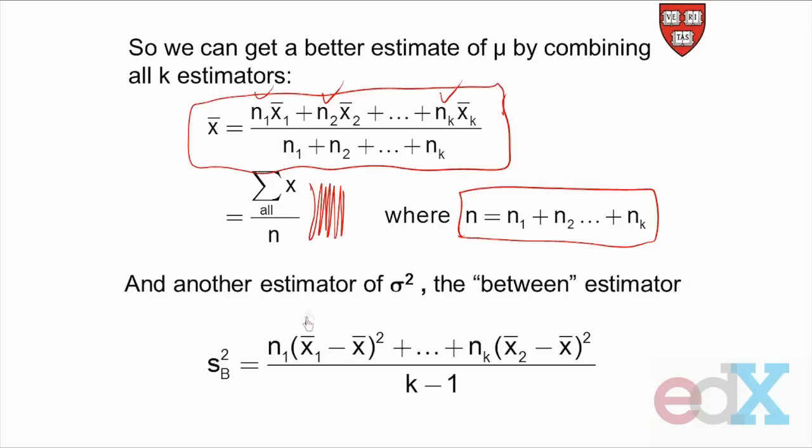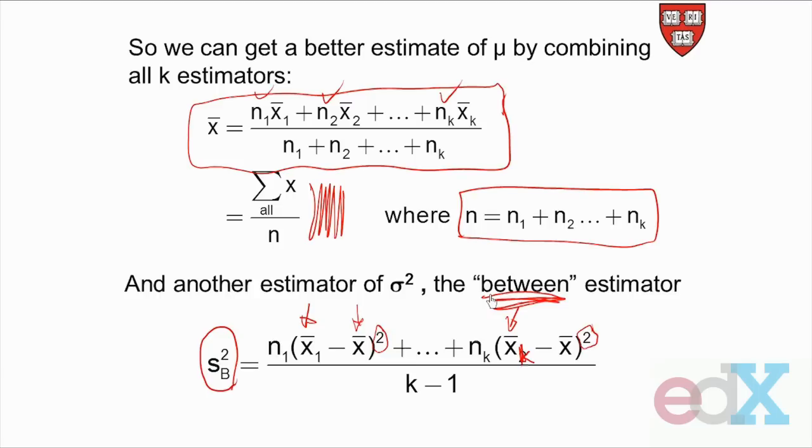Now, each one of these, like x bar 1, also is trying to estimate mu. Now I can take the estimate of the variance, acting as if these x bars were my observations. Here is another estimate of the variance. We'll call this the between estimator. It's gotten by comparing the x bars.